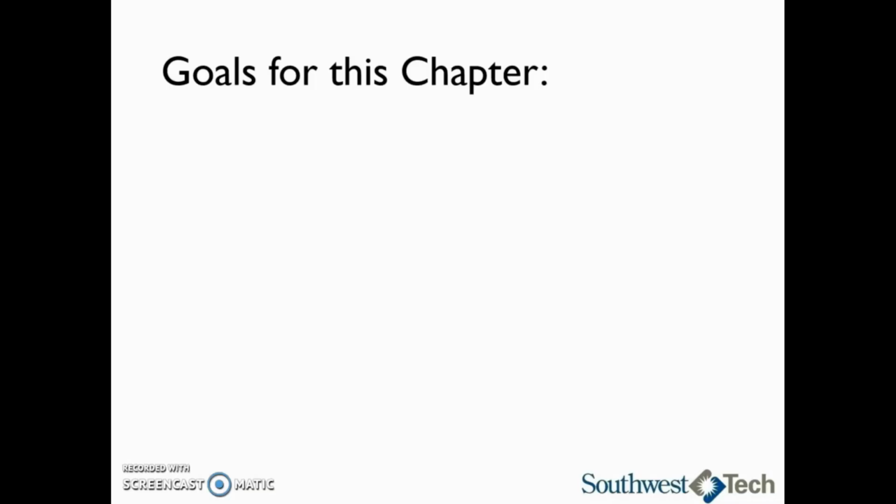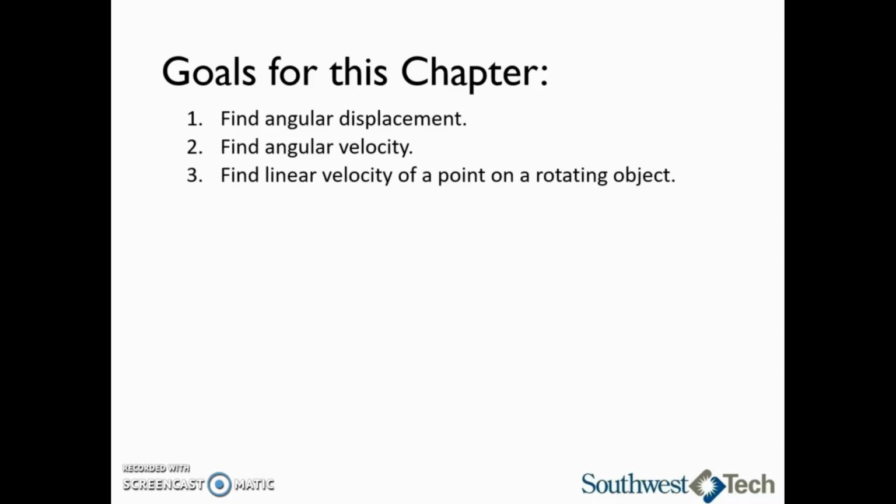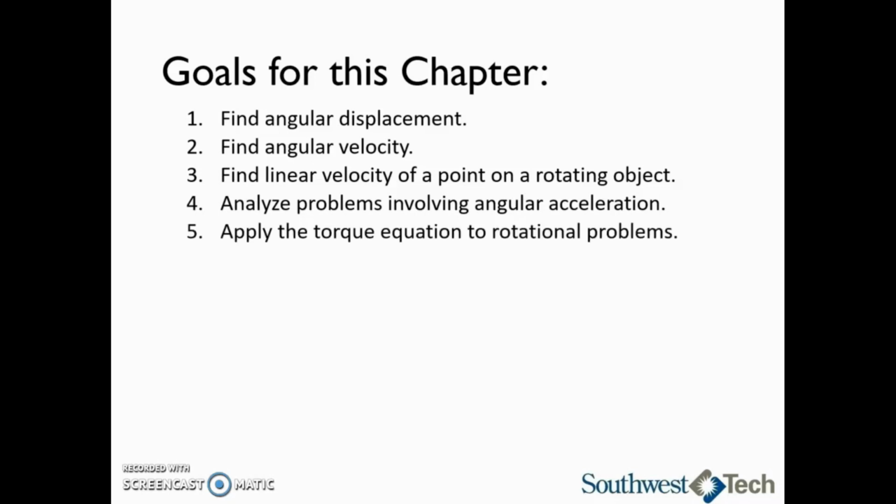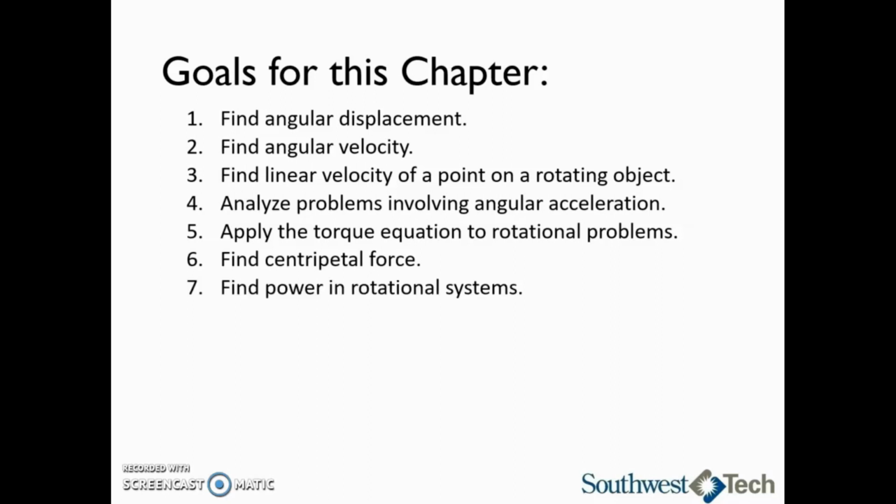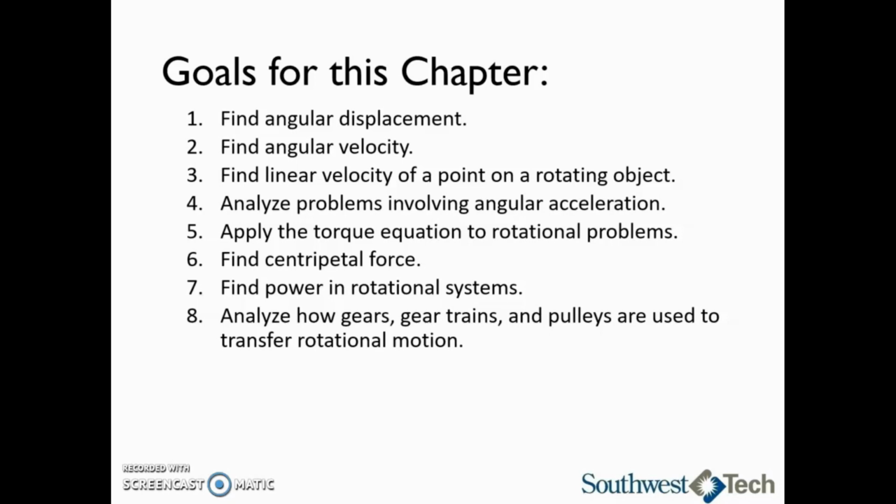This seventh set of lecture videos is going to cover topics relating to rotational motion. The goals for this chapter are: find angular displacement, find angular velocity, find linear velocity of a point on a rotating object, analyze problems involving angular acceleration, apply the torque equation to rotational problems, find centripetal force, find power in rotational systems, and analyze how gears, gear trains, and pulleys are used to transfer rotational motion.